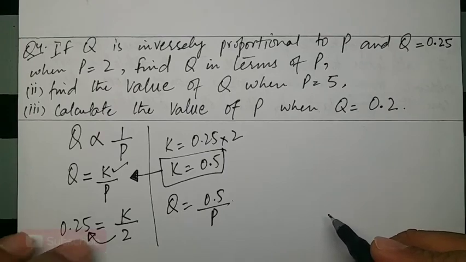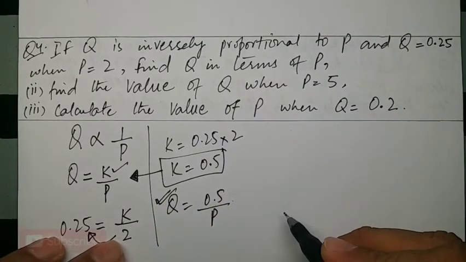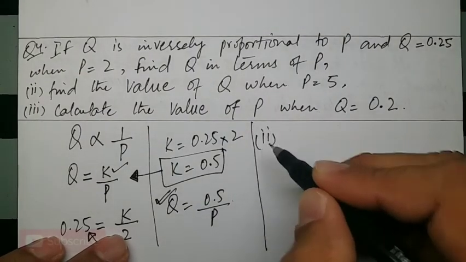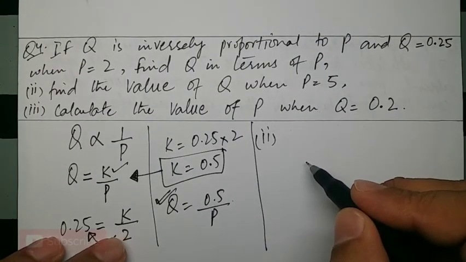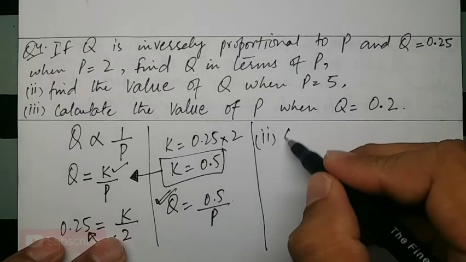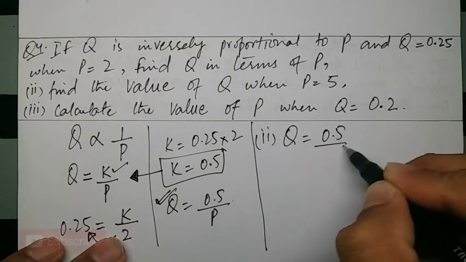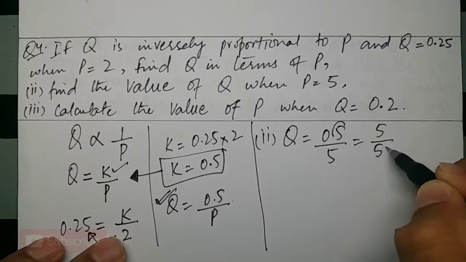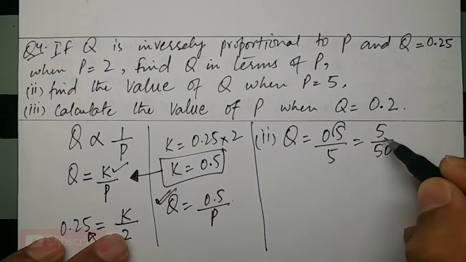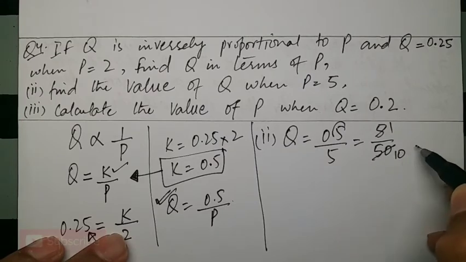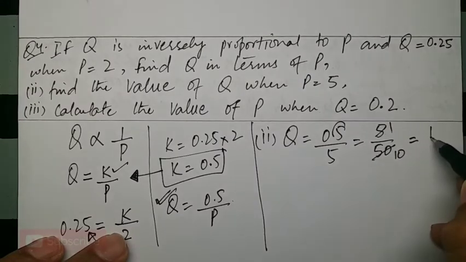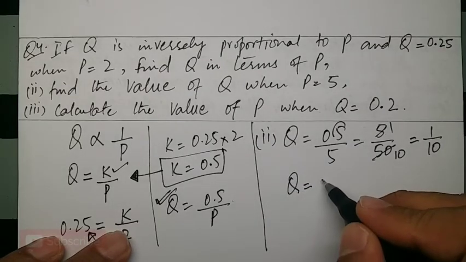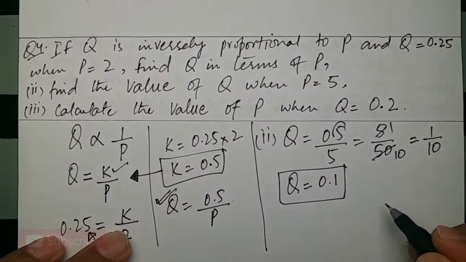Then I will use the same equation, q equals 0.5 upon p, to solve the second requirement. My second requirement is to find out the value of q when p is 5. So q equals 0.5 upon 5, and when I remove this decimal, it becomes 5, but I have to write 0 in the denominator. So 5 times 10 is 50, and it will be equal to 1 upon 10. And if you want to write the answer of q in decimal, it is equal to 0.1, right?